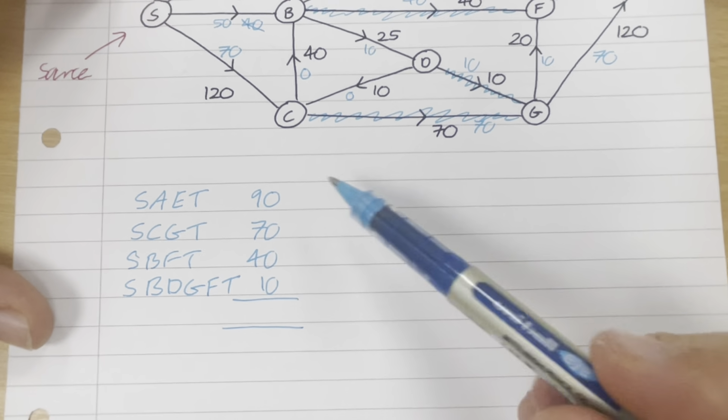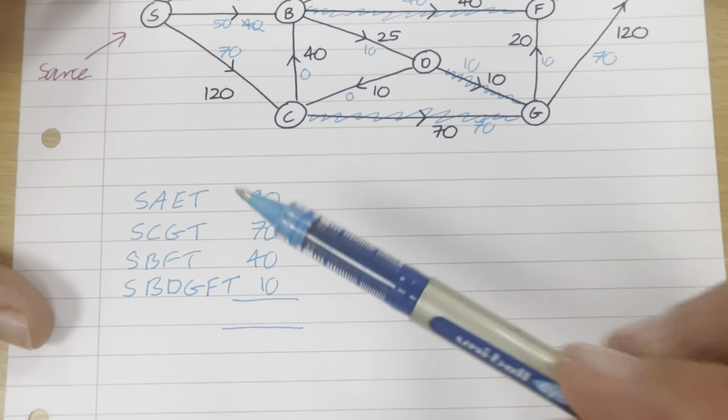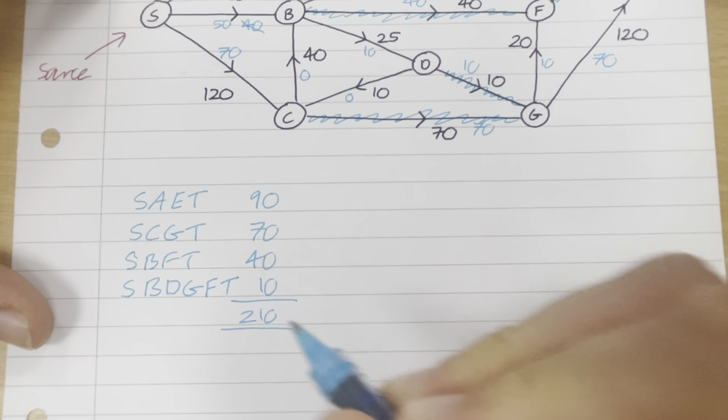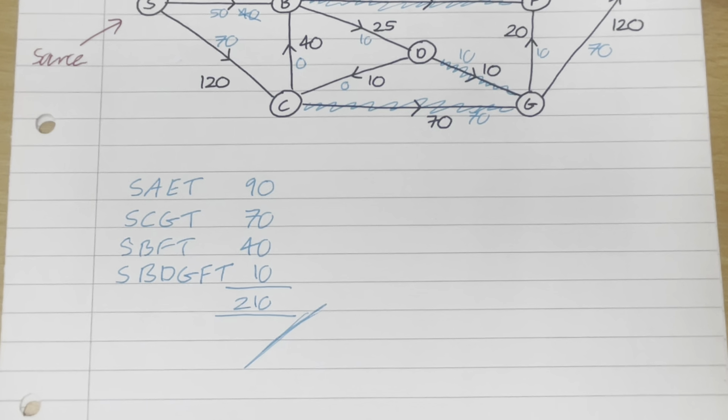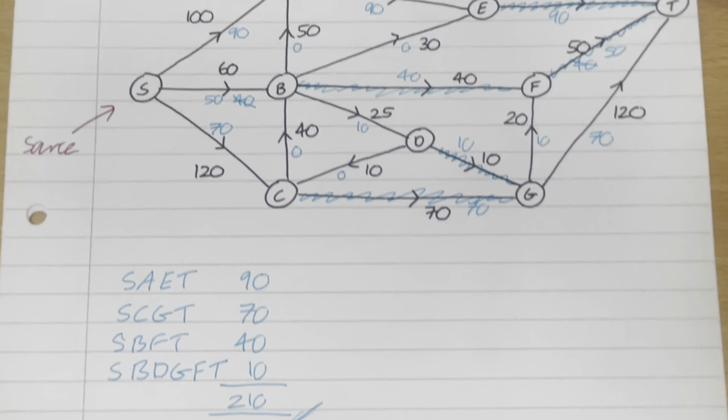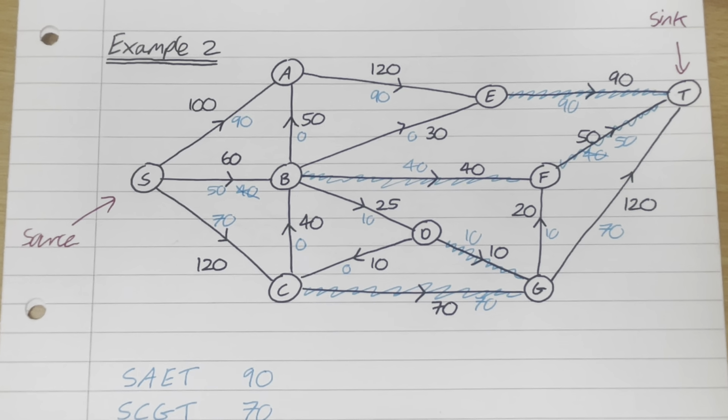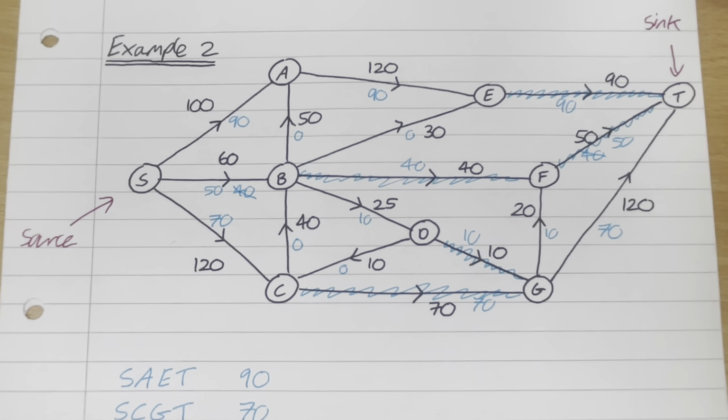And then to get the flow, you just add these numbers up. So we've got 100, 210. There we go. So that is the maximum flow through this. We haven't proved that, we'll come to that in a later video, but it is the maximum flow. You can't push any more fluid through this network.